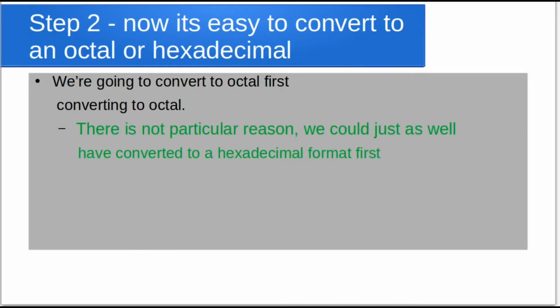Okay, now that we did step 1 where we converted the decimal to our binary equivalent, now we're going to do step 2. Now it's easy to convert either to an octal or a hexadecimal. I'm going to start with the octal first. There's no particular reason for this. I just decided to do the octal first. Okay, we could have done the hexadecimal as well.